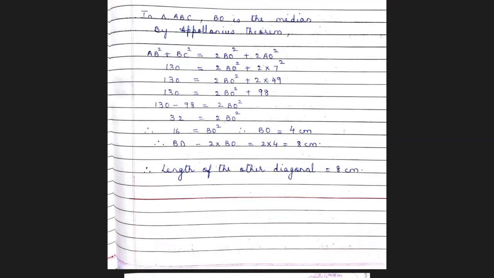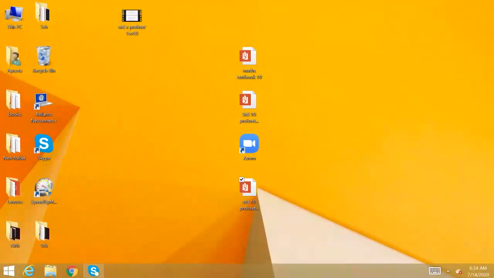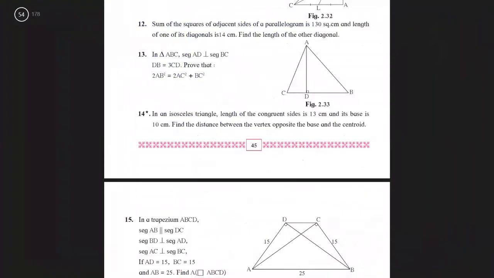And BD will be twice 4. Therefore, the length of the other diagonal is 8 centimeter. Okay. So that's how question number 12 has to be done. We go to question number 13.